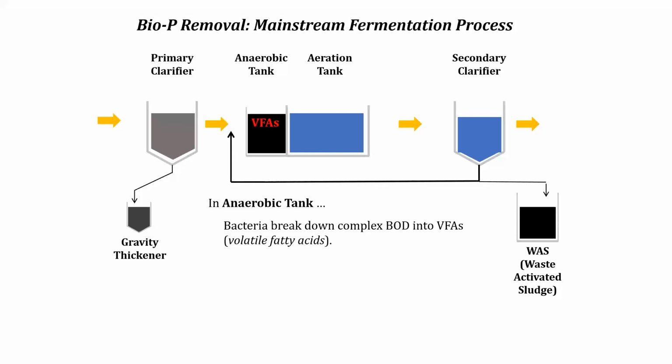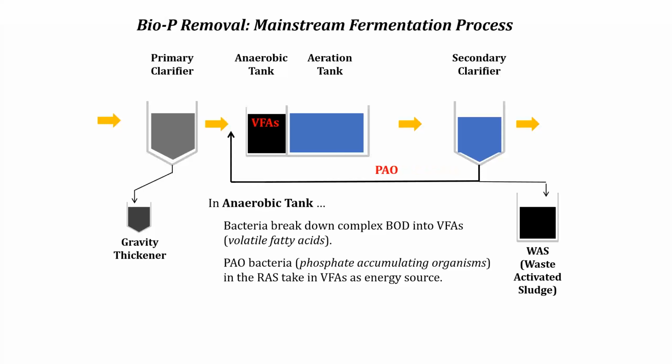So they create these volatile fatty acids. They're soluble. They're in and with the wastewater as these more complicated molecules get broken down. We've got the mixed liquor, right, that comes out of the secondary clarifier in a conventional plant. That return sludge works its way back into the anaerobic tank.